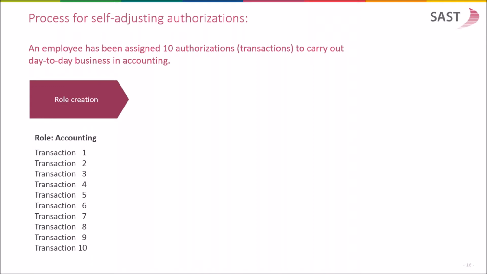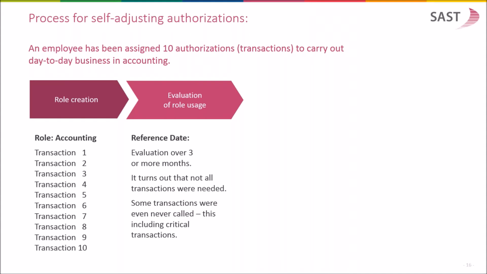So we have a small example. We have an accounting role with 10 transactions, and we figure out during an evaluation phase of 3 or more months that some transactions were never called, some transactions were seldom called, and of course, maybe the never called ones include critical transactions.